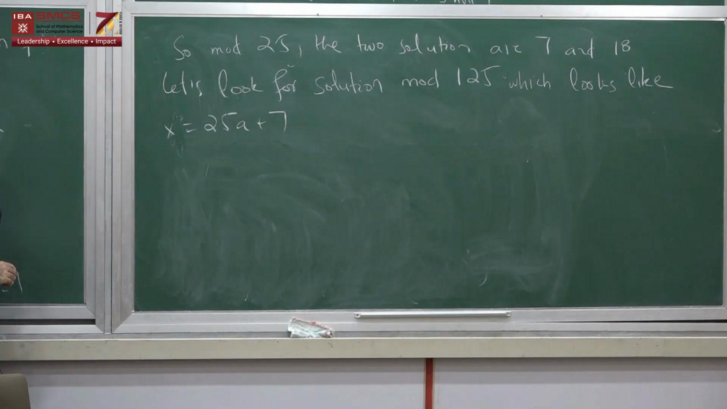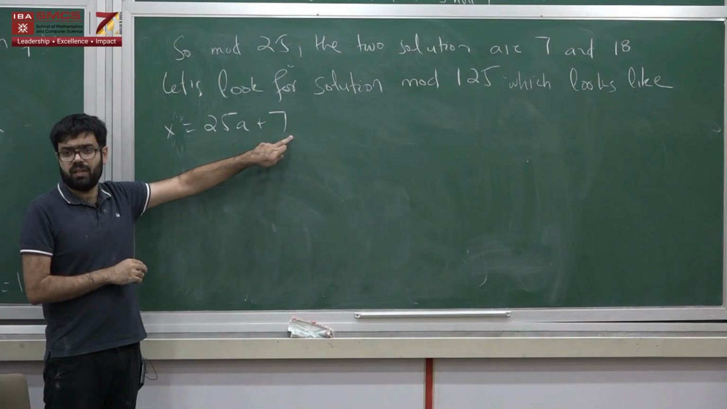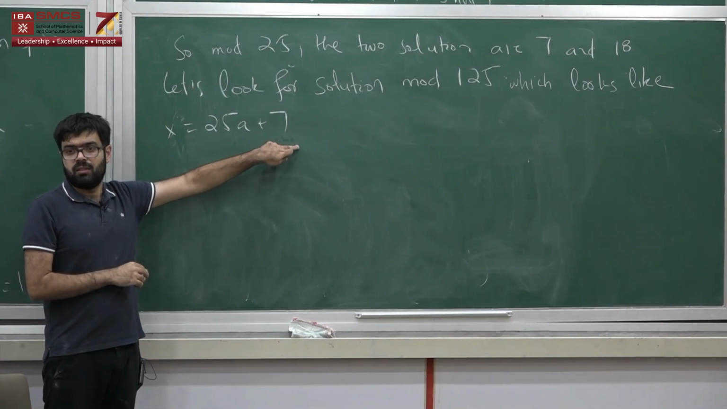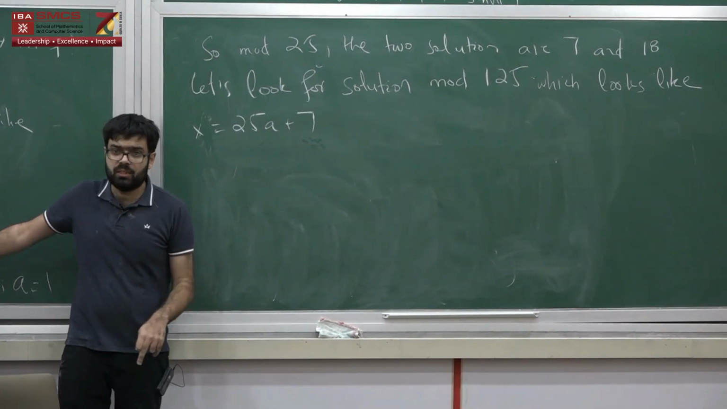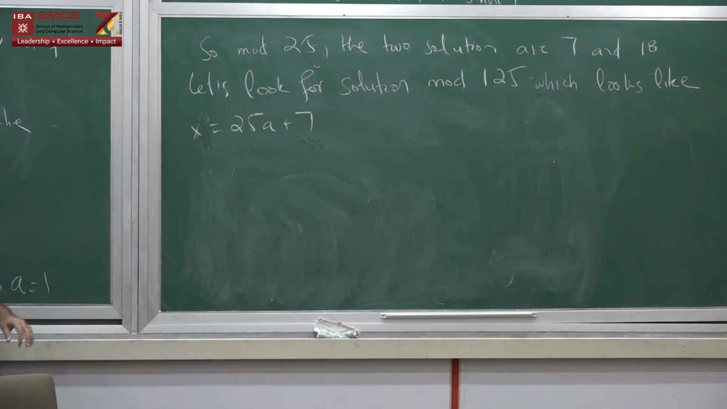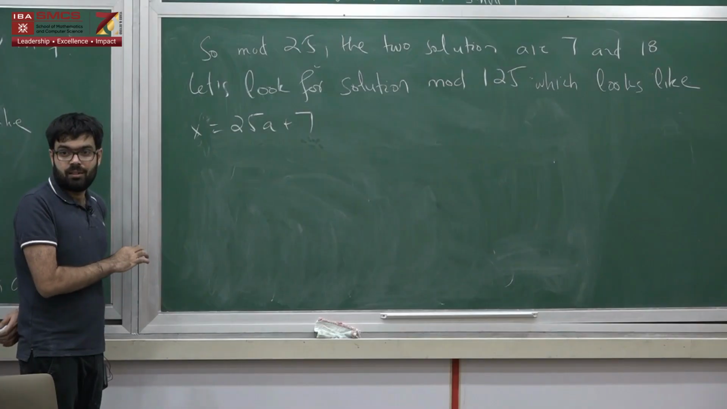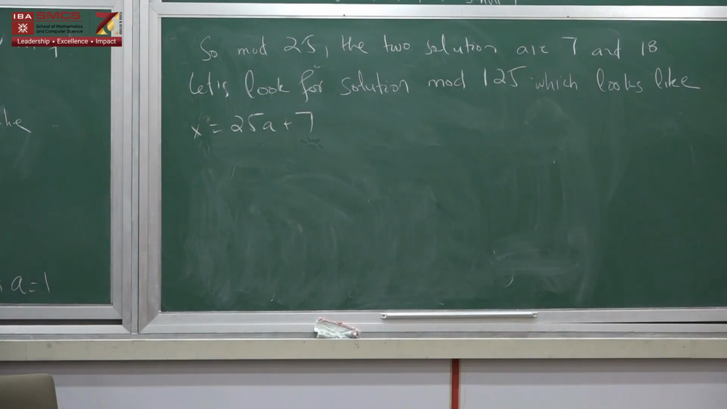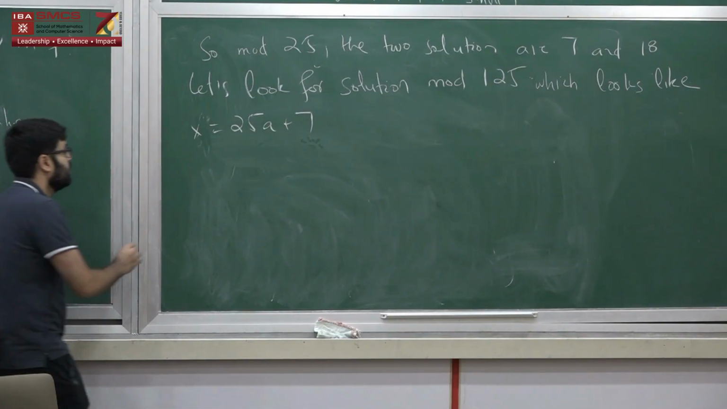25a plus 7? Yeah, because if I reduce it mod 25, I should get 7, right. So this is what the only two solutions are, 7 or yeah.